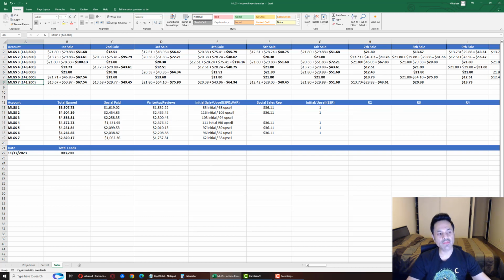And also I updated my lead count. You can see over here 141,000, 143,500, and a grand total now of 993,700 leads. In another 5 days, we will be at the 1 million lead mark, okay? So that is where we are at for the day so far.